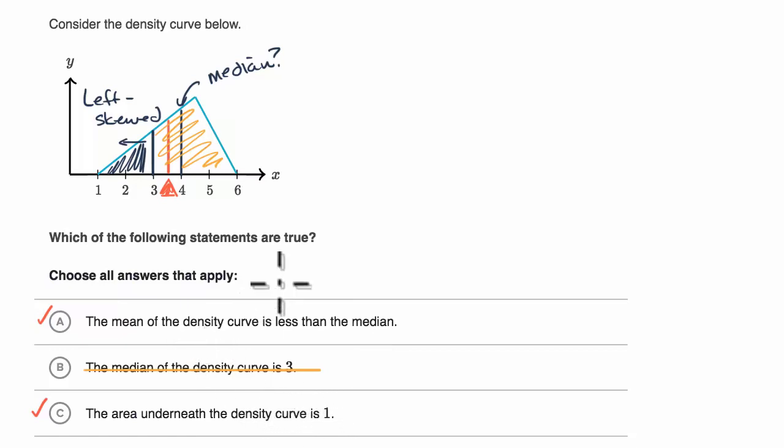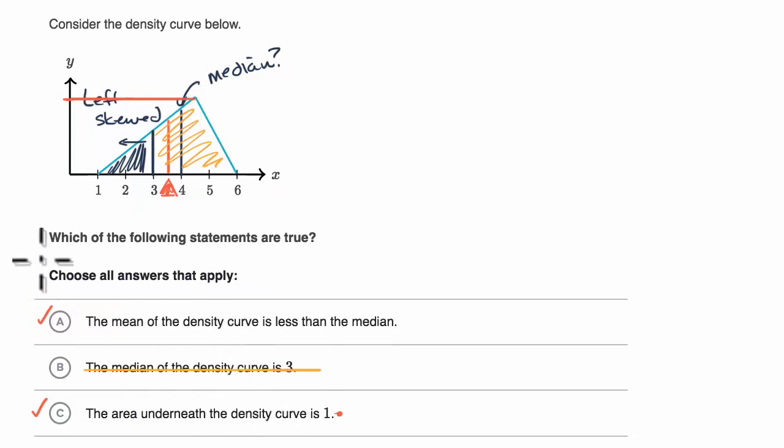I'll leave you with one extra question that we can actually figure out from the information they've given us. What is the height of this point of this density curve right over here? What is this value? What is this height going to be? See if you can pause this video and figure it out. And I'll give you a hint. The hint is this third statement. The area under the density curve is 1.